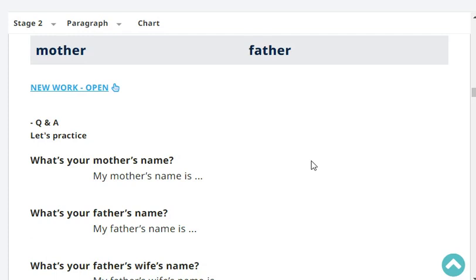Child, children, only child. What's the plural of child? The plural of child is children. How many children have your mother and father got? My mother and father have got two children. Are you an only child? Yes, I'm an only child. No, I'm not an only child.